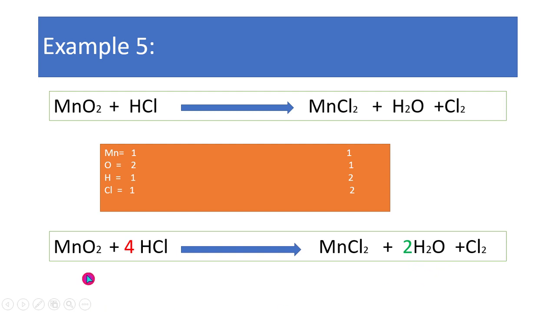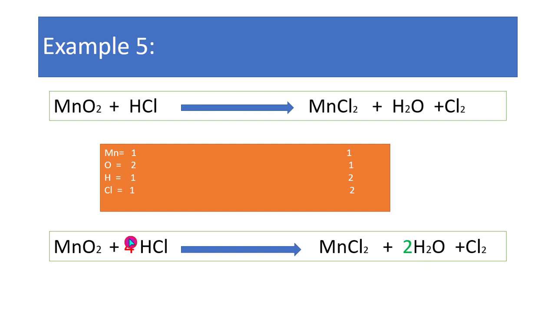And at the end, we check about the number of hydrogen atoms. The number of hydrogen atoms are 4 towards the reactants, and the number of hydrogen atoms are also 4 towards the products. So the number of hydrogen atoms have also balanced.